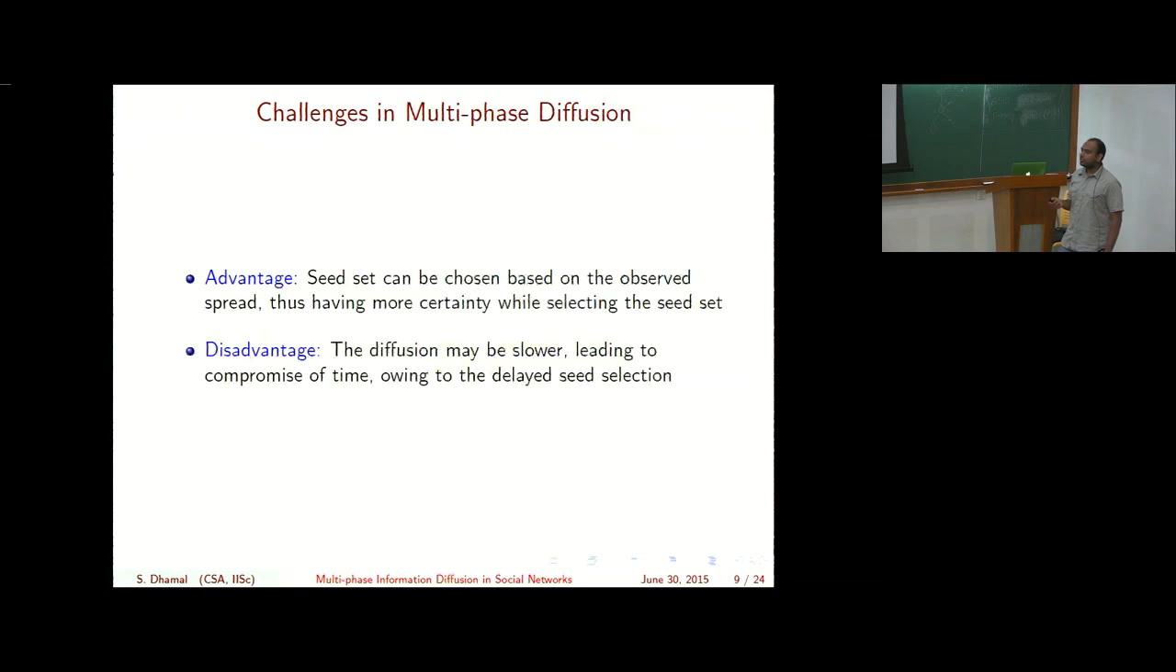So the intuition is this. The advantage is that the seed set can be chosen based on the observed spread so far in the previous phase, because we have more certainty about how the diffusion is progressing. But the disadvantage is that the diffusion may be slower, because this is a phase-wise selection of seed nodes. There's a delay in selection of second phase seed nodes, and this may lead to a compromise of time. This may be quite undesirable in practical scenarios where there is a competitor who is also trying to diffuse some information, and if his information reaches some people first, then your information is not so effective.